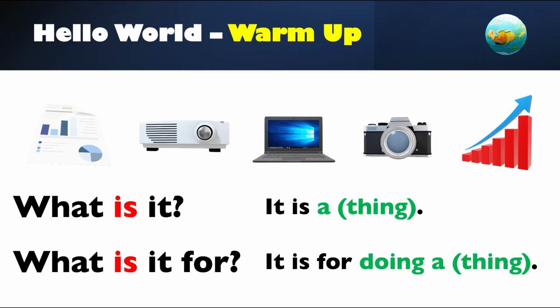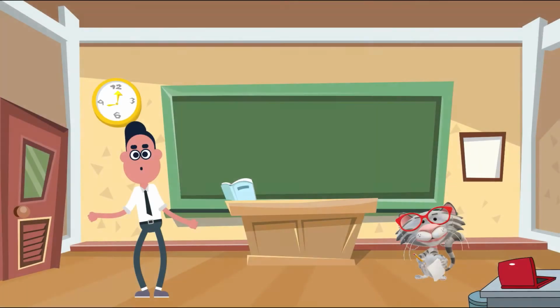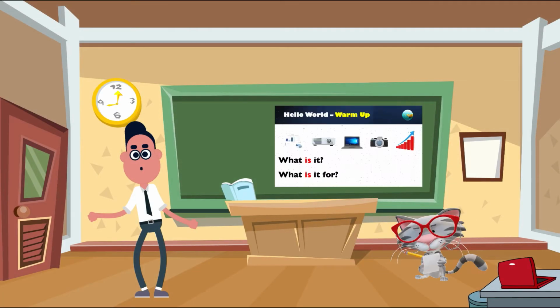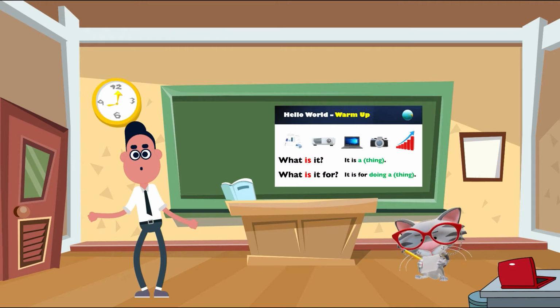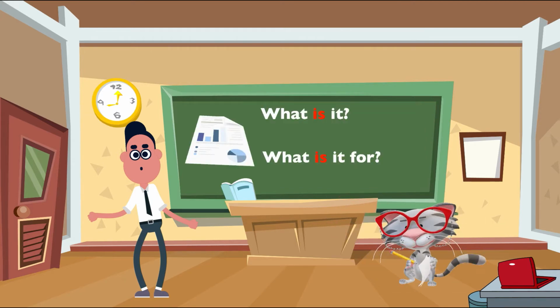Each of these things has more than one name. Right, this is an introduction to these things, and our second question is, what is it for? It is for doing a thing. So let's look at some examples of that in action. Let's bring up, what is it for? It is for doing a thing. Now, doing can change into a gerund. So it's not the main verb.